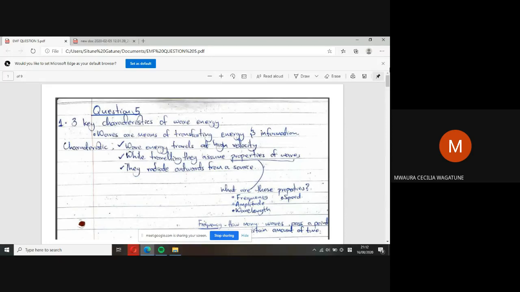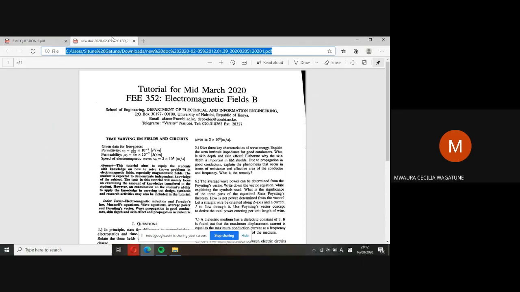So the properties of waves are frequency, amplitude, wavelength, speed. You know those basic formulas. So that's it for the first part. Second part is explain the term intrinsic impedance for good conductors.